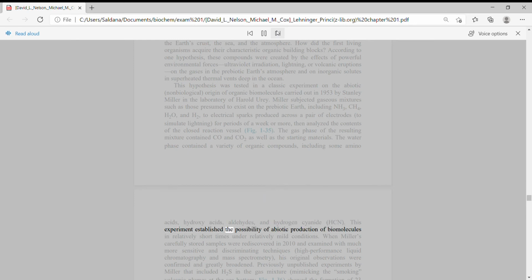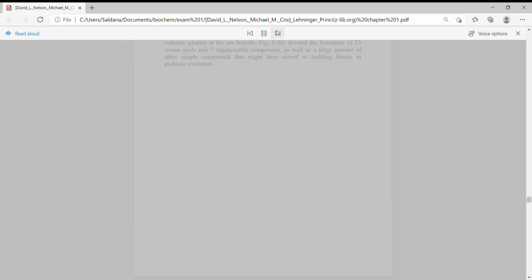This experiment established the possibility of abiotic production of biomolecules in relatively short times under relatively mild conditions. When Miller's carefully stored samples were rediscovered in 2010 and examined with much more sensitive and discriminating techniques, high-performance liquid chromatography and mass spectrometry, his original observations were confirmed and greatly broadened. Previously unpublished experiments by Miller that included H2S in the gas mixture, mimicking the smoking volcanic plumes at the sea bottom, Fig. 1-36, showed the formation of 23 amino acids and 7 organosulfur compounds, as well as a large number of other simple compounds that might have served as building blocks in prebiotic evolution.